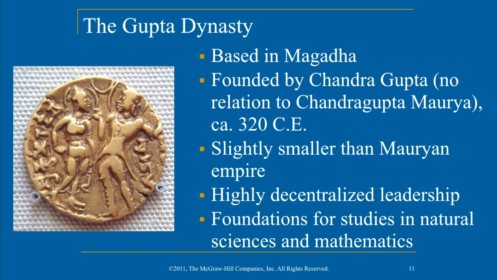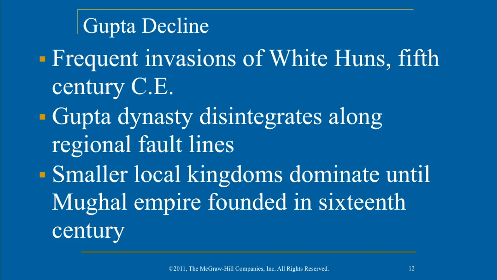It starts the foundations for studies in natural sciences and mathematics. We'll talk about those a little later. There's a Gupta decline. There's frequent invasion of white Huns in the 5th century CE. The Gupta dynasty disintegrates along regional fault lines as those regions we talked about kind of start to see parts of the Gupta Empire fall to the white Huns. They start to break off and kind of do their own thing. And when you don't have groups banding together to protect themselves from a larger enemy, people start to fall away.